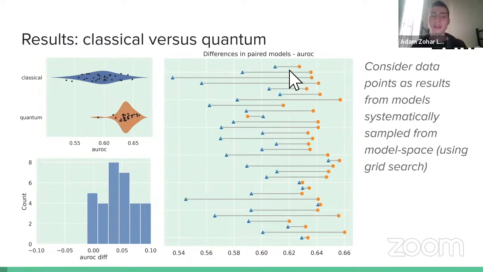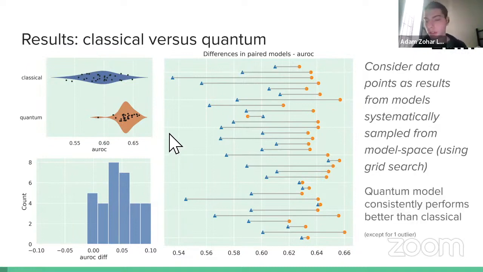If we look at these differences in a histogram, you can see that it has a clear distribution above zero, with a mean of roughly 0.04, which means the quantum models, on average, have a 4% higher AUROC compared to the classical models. The quantum models here perform consistently better than the classical.